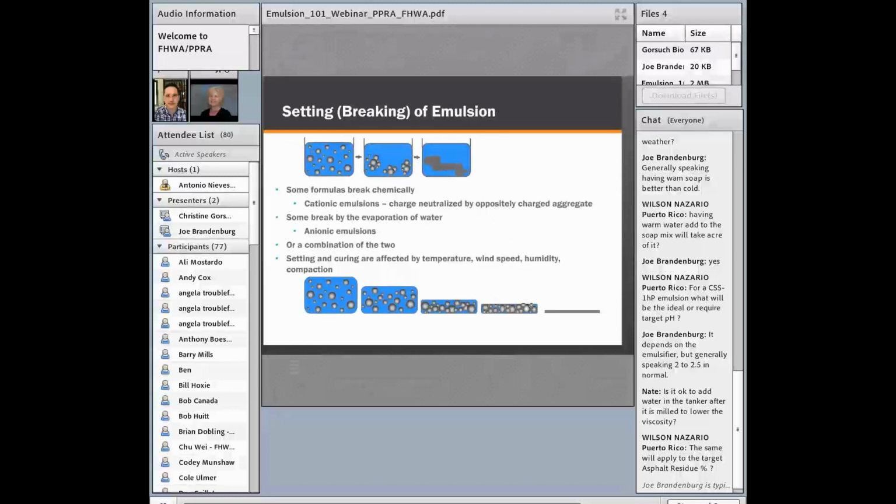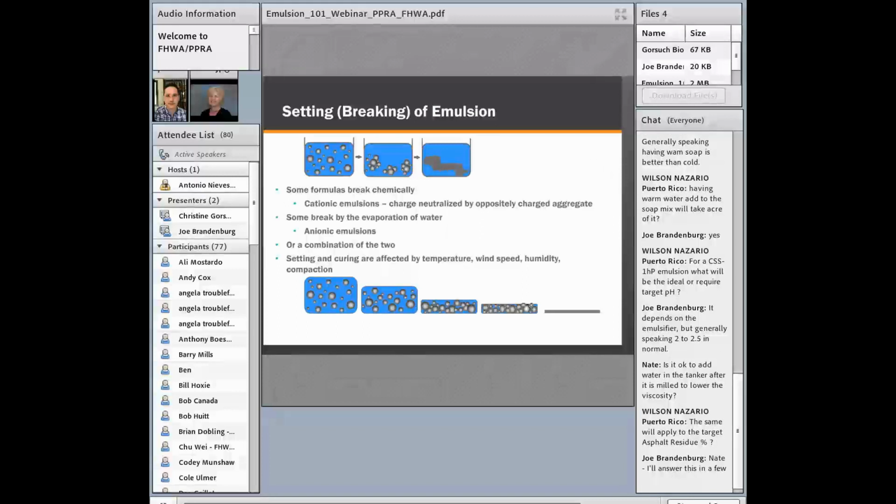So the last thing I just wanted to touch on in terms of chemistry for emulsions is, well, we design emulsions because we want them to be stable. We've talked about transporting them and applying them and everything. But in the end, we really want them to break because we want to have the asphalt left in our application, in our road. We want the water to be gone. So there are different mechanisms by which asphalt emulsions break. Some formulas break chemically. So for example, cationic emulsions, more often that's a chemical break.